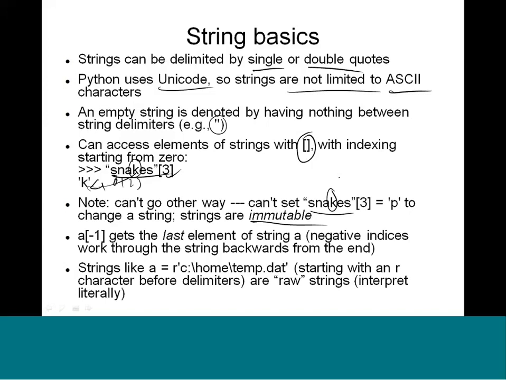To access the last element of a string, we have two ways. For example, in this snakes, if you want to access this one, that's 0 1 2 3 4 5. You can say either snakes[5], or you can also say -1. So -1 gets the last element of the string, and the negative indices work backwards. So this is -1 -2 -3 -4 -5. They work this way, and then the positive go this way.